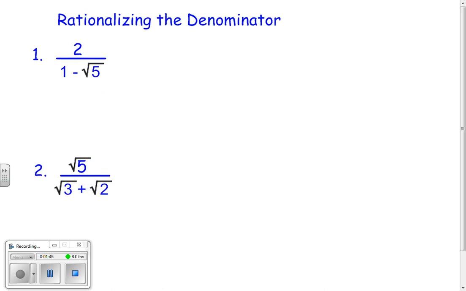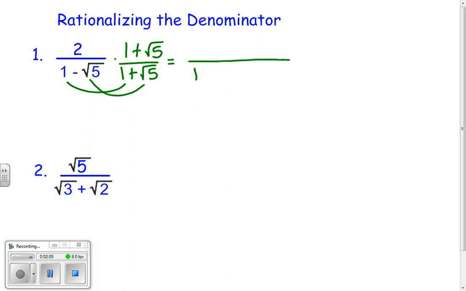So we're going to use conjugates to rationalize denominators that have 2 terms. In number 1, you're going to multiply top and bottom by 1 plus the square root of 5, because that's the conjugate of the bottom. On the bottom, you can use the shortcut. First times first means 1 times 1, which is 1. And last times last means -root 5 times +root 5, which is a -5.